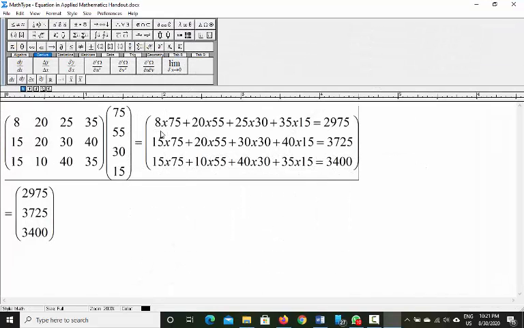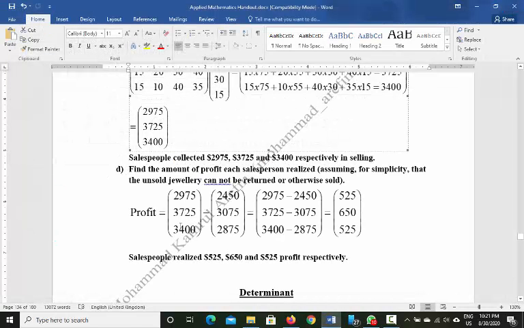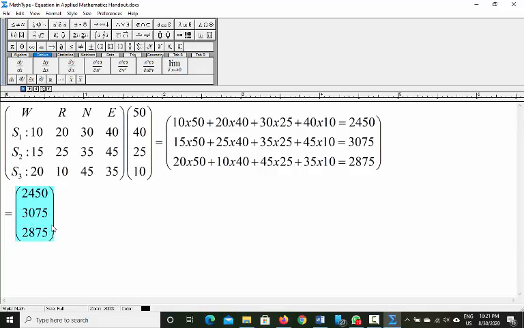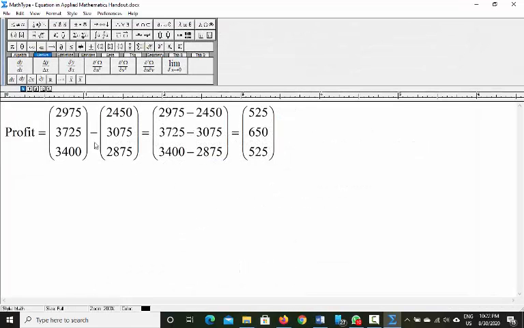This is the total amount of revenue they have generated by selling those products, and this is the total amount they have spent to buy those products. So if you deduct this from this, you will get the total profit.